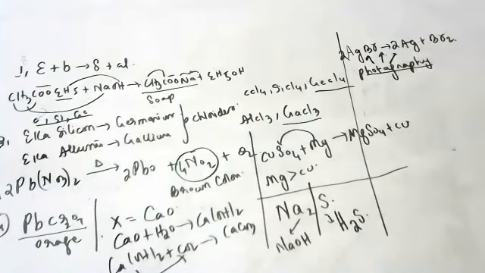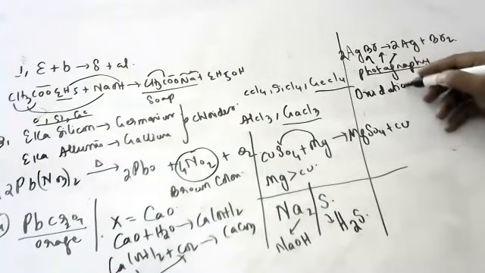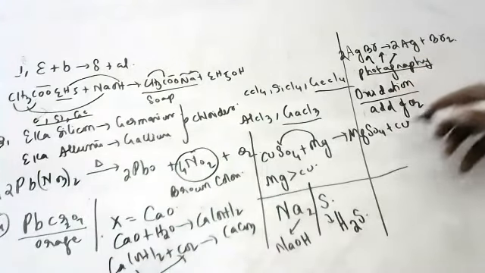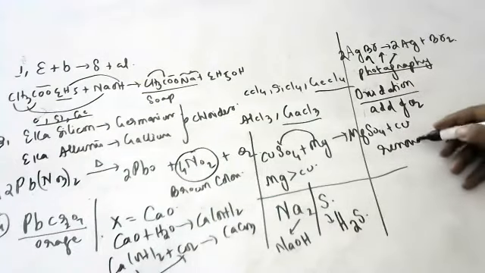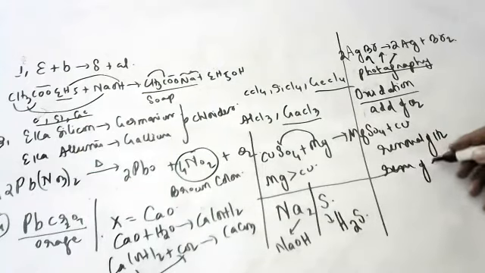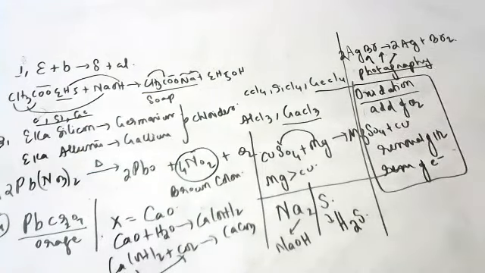What is meant by oxidation, children? It can be addition of oxygen, removal of hydrogen, or removal of electrons. Oxidation can be any of these: addition of oxygen, removal of hydrogen, or removal of electrons.